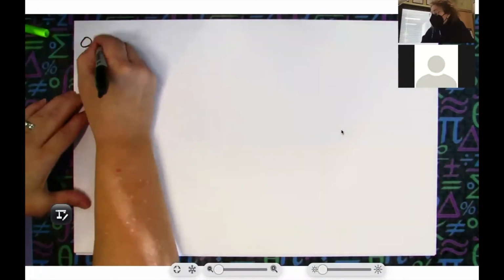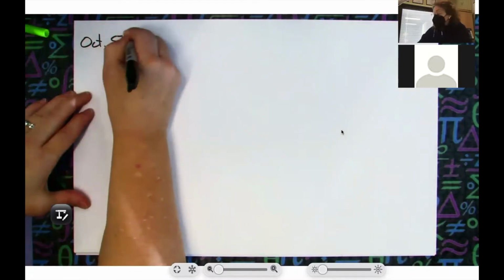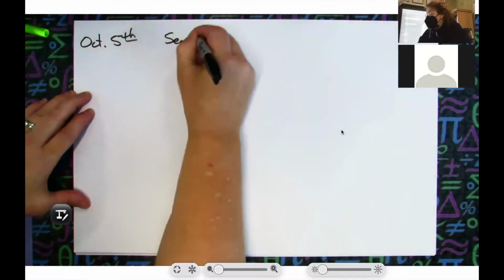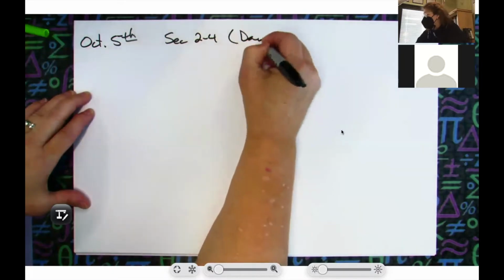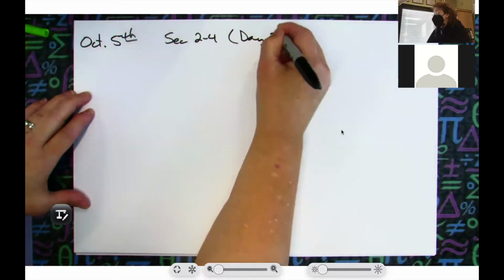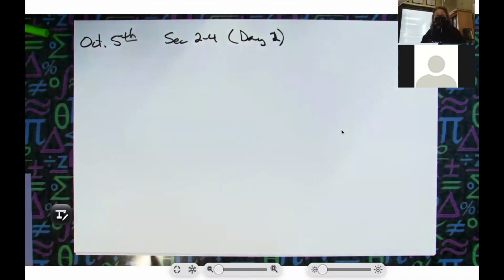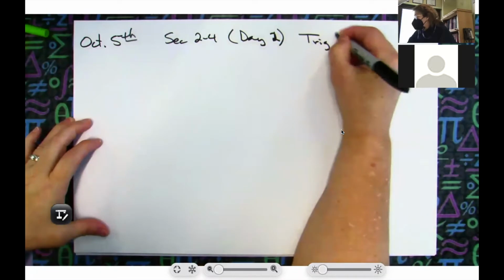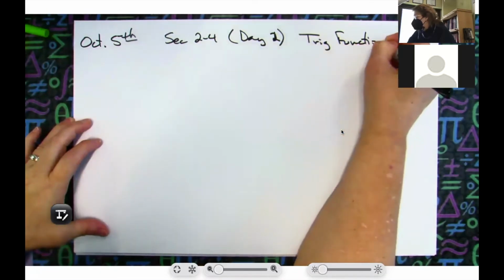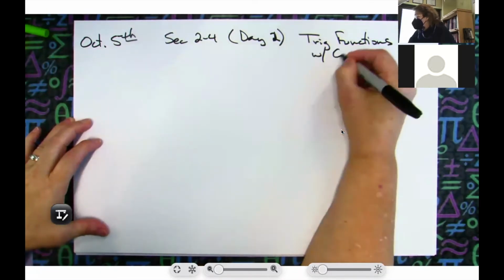All right, so today is October 5th. And we're looking at section 2-4. And this is probably about day 2 because I think we've already done day 1. We're going to take a specific look at trig functions with chain rule. Trig functions with chain rule.